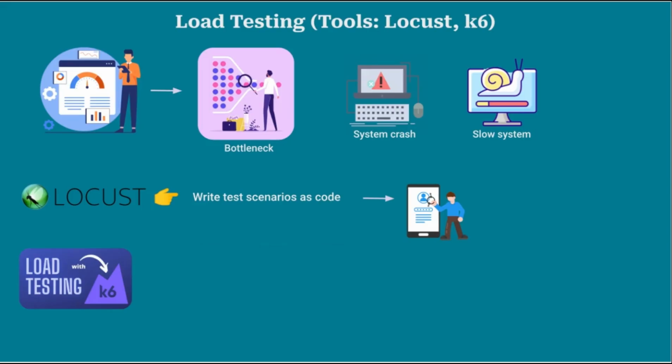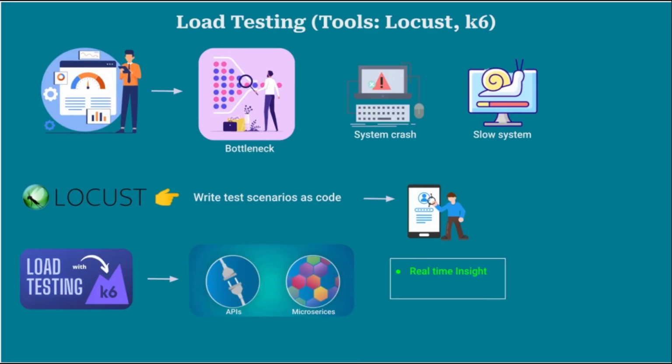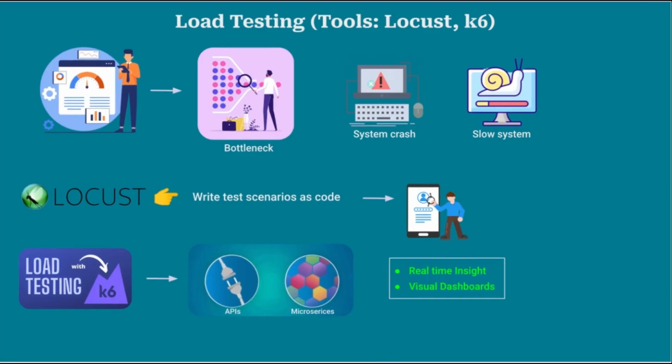2. K6. K6 is another powerful tool, focused on performance testing for APIs and microservices. It uses a simple scripting language and works great with modern CI/CD pipelines. Both tools give you real-time insights and visual dashboards, helping you optimize before it's too late.